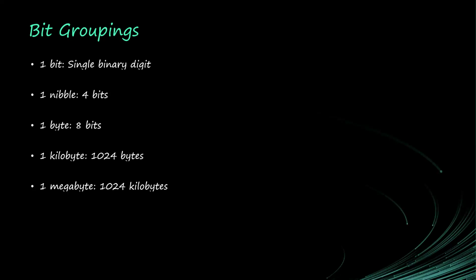And this data is actually measured by how many bits it contains. If it contains just 1 bit, it is 1 bit. If it contains 4 bits, it is one nibble. If it contains 8 bits, it is 1 byte. If it contains 1024 bytes, it is 1 kilobyte, just like that. And we also have gigabyte.